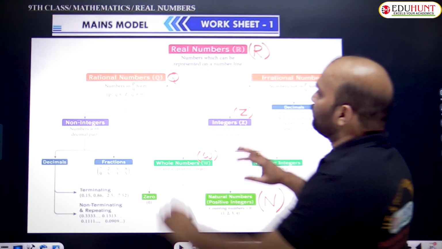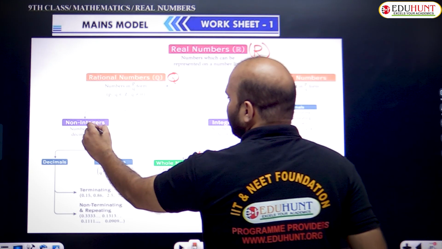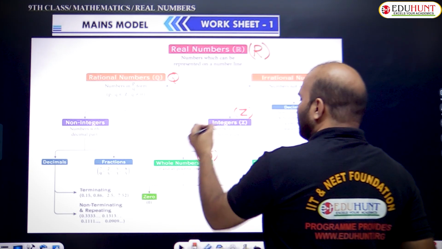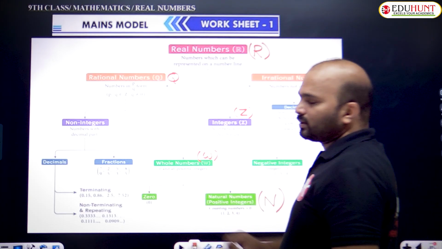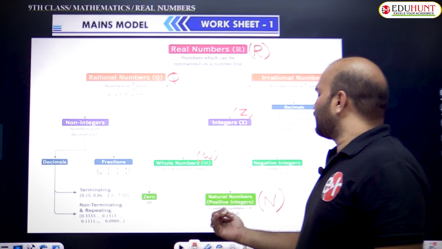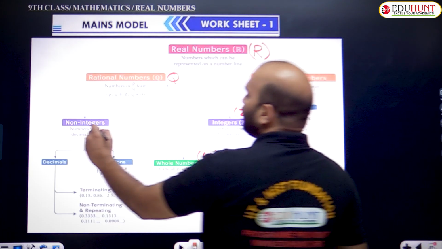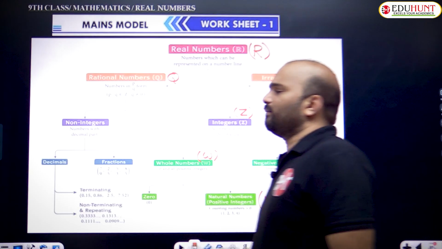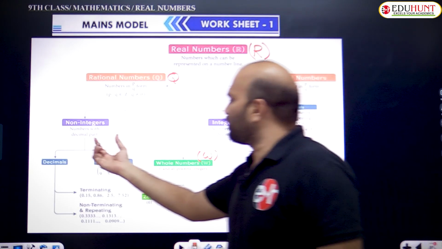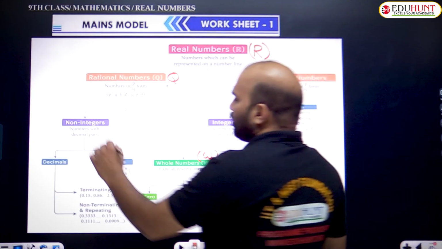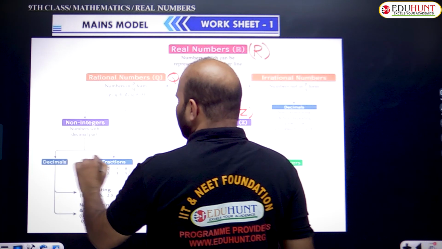Am I clear? So rational numbers can be divided into two parts. First is non-integers, second is integers. Integers contain whole numbers and negative integers. Whole numbers are natural numbers and 0. So 0 and natural numbers, these two sets together are whole numbers. What are non-integers? Non-integers are numbers with a decimal part. Without a decimal part, as already told, is called an integer. Non-integers can be divided into two parts again, decimals and fractions.